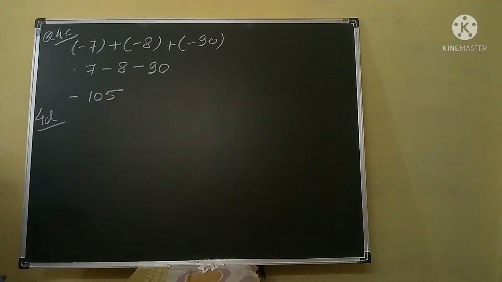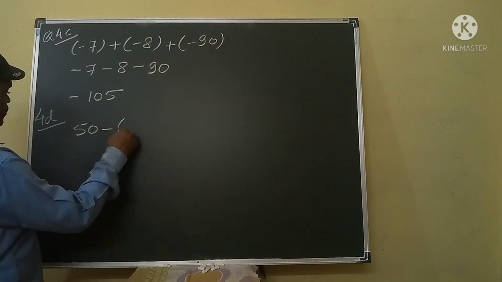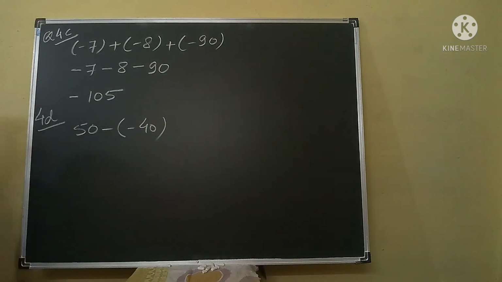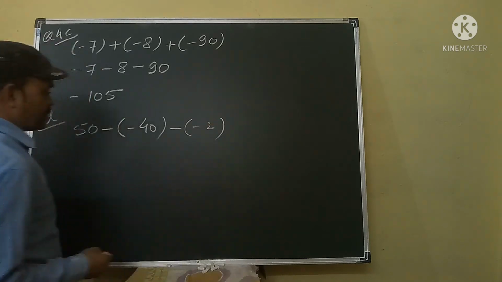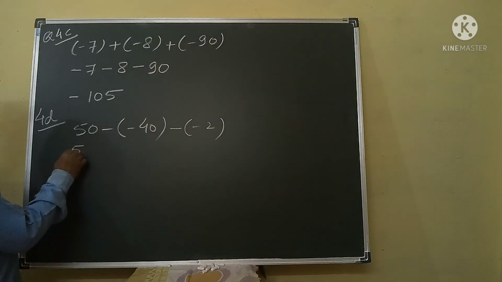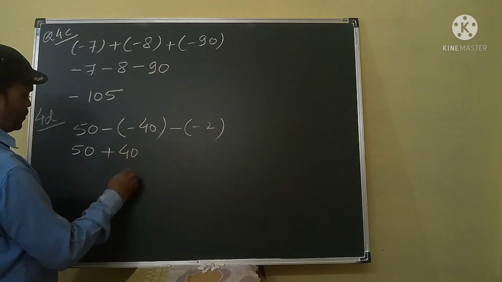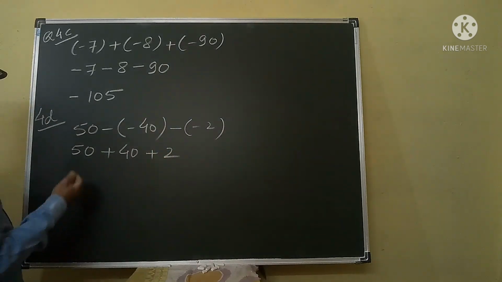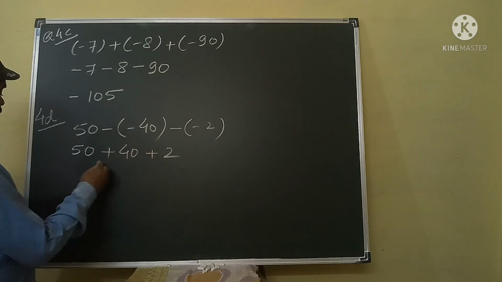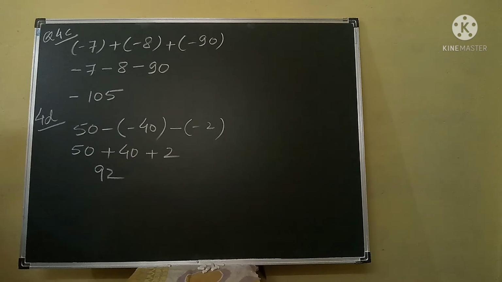Your next question is 50 minus 40 in bracket minus 2. What will we do? This is 50 minus plus, this is 40 minus plus 2. It is a very easy question. 50 plus 40 is 90, 90 plus 2 is 92. 92 is the required answer for the given question.